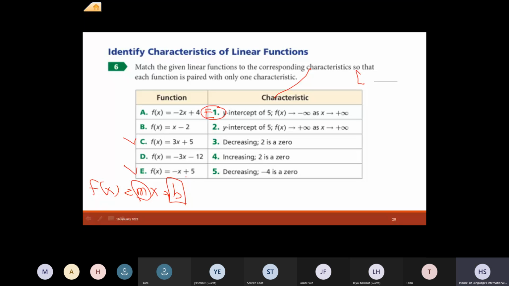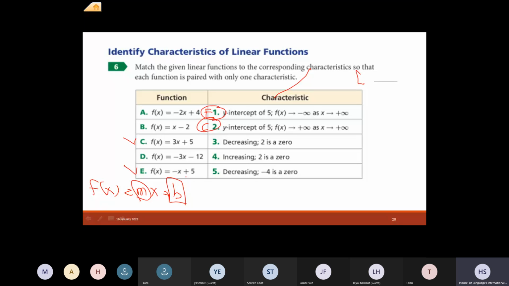Right. The second one. Yes, Tamara. Talk about 2. The y-intercept is 5. Bravo. So the slope will be what? Positive. So it will be C. Is it clear? Now let's go to the third one.